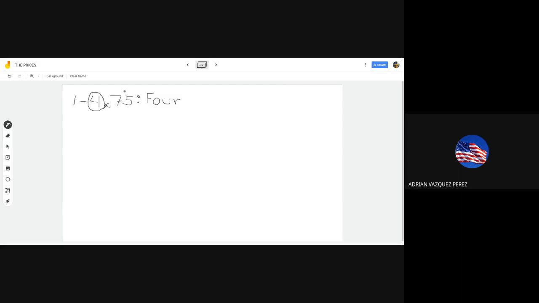Then the next number, what is this number together? 75, correct? You cannot put the numbers individually when we are talking about cents. Cuando hablamos de centavos, no podemos poner los números separados. Es decir, que tienen que ir los dos juntos. Aquí no podemos poner 4, 7, 5, ¿sí? Tiene que ser 475.